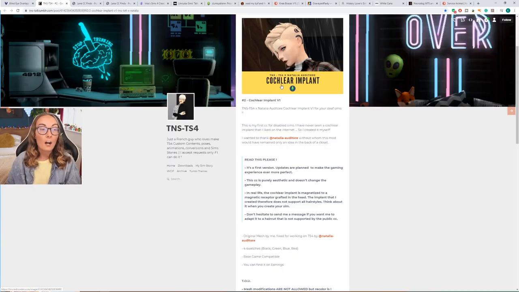Next up, we have a cochlear implant by TNS. They do obviously state that in real life, the cochlear implant is magnetized to a magnetic receptor grafted in the head. Please keep this in mind when creating your sim. And what this means is, because this is custom content, the official hair isn't going to work around this. So just keep that in mind when giving your sim a hairstyle. They'll probably have to have a shaved head, side of head, to be able to see this cochlear implant.